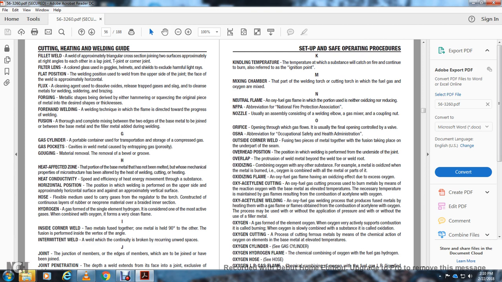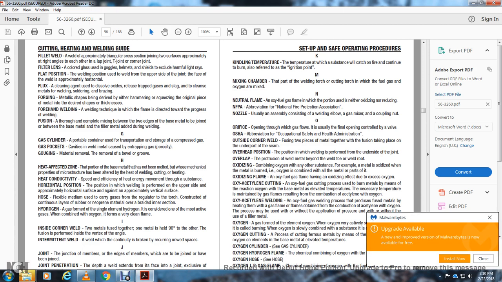Overlap: the protrusion of the weld metal beyond the weld root. Oxidizing: combining oxygen with other substances, for example metal burning as it combines with oxygen. Oxidizing flame: an oxygen fuel gas flame that has an oxidizing effect due to excess oxygen.